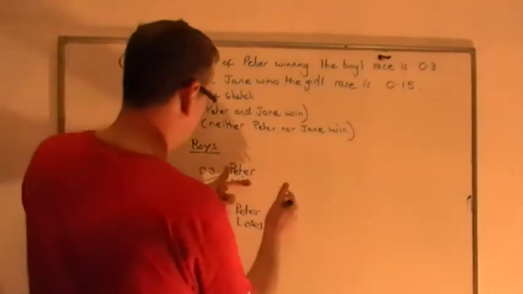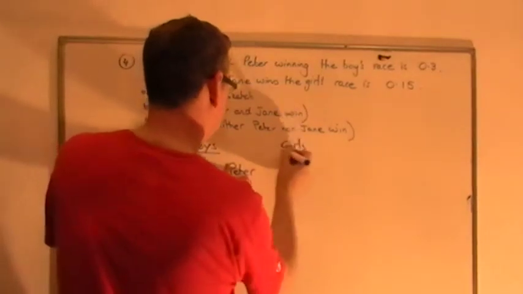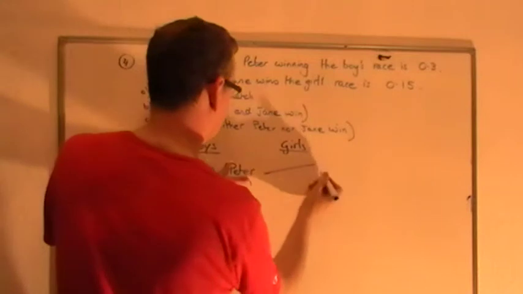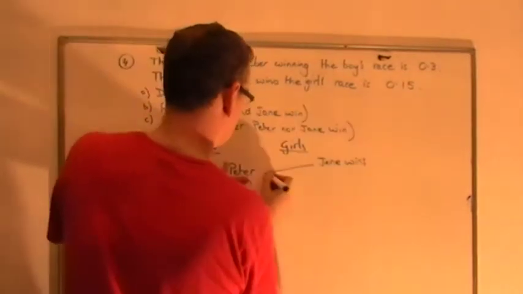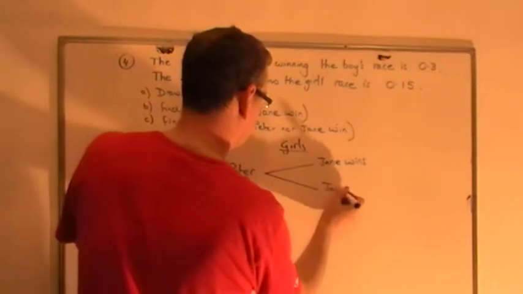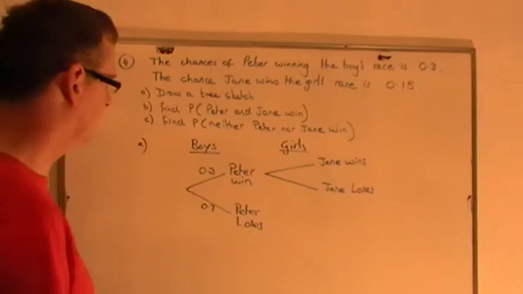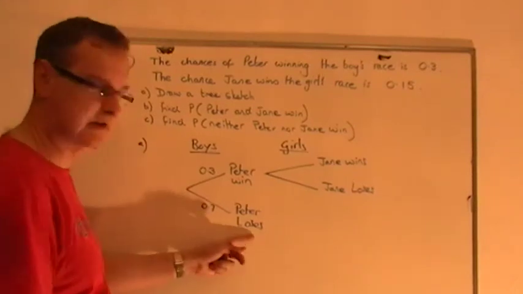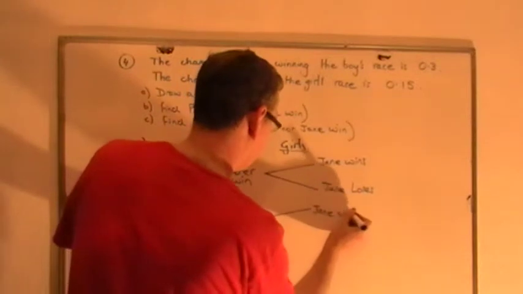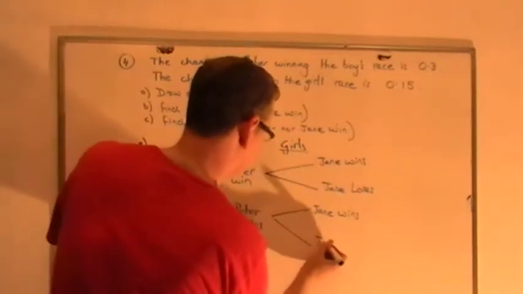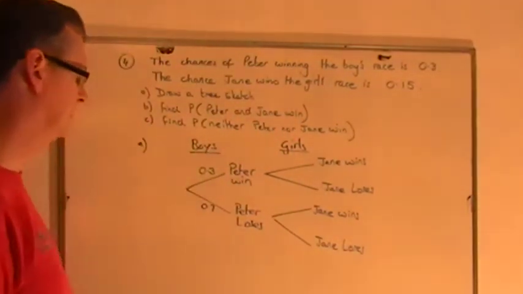Okay, so let's say Peter wins. We then have a look at the girls' race. What are the options? Well, either Jane wins, or, in the same sort of way, Jane loses. They are the two options. Peter loses his race. Let's look at the girls' race. Jane wins, or Jane loses. They are the two options.